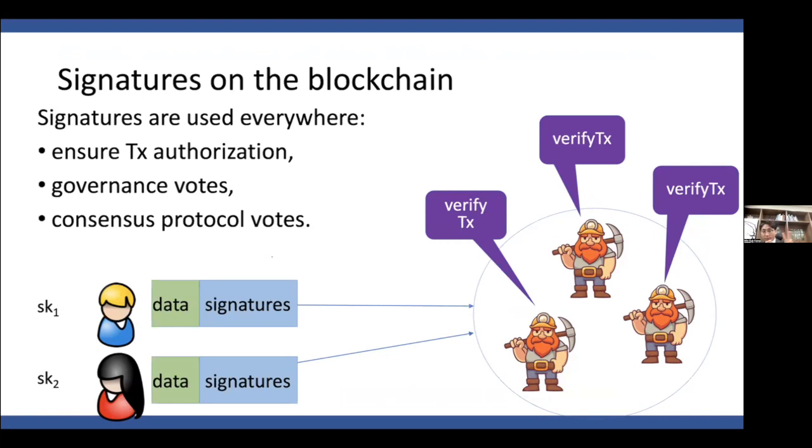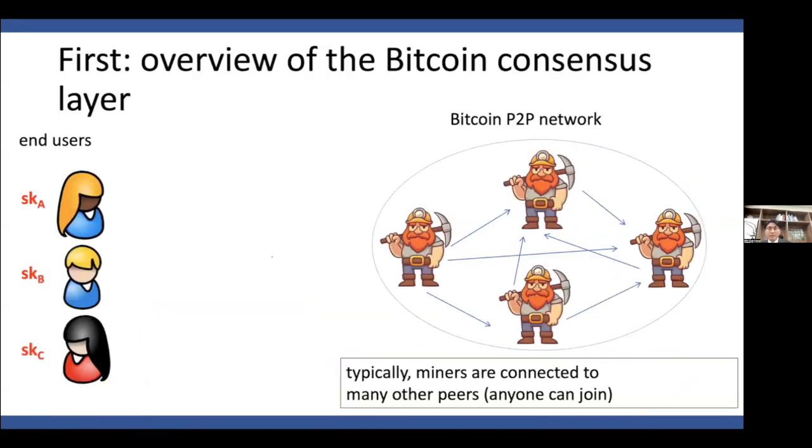So these are the two things, hash and digital signature, that you should know to understand Bitcoin. Now let's try to understand Bitcoin, or Bitcoin's consensus algorithm.